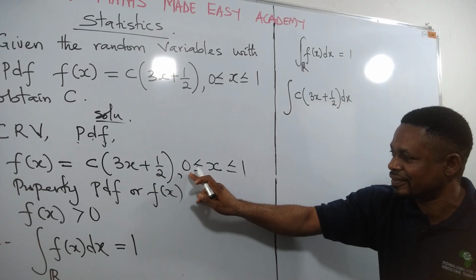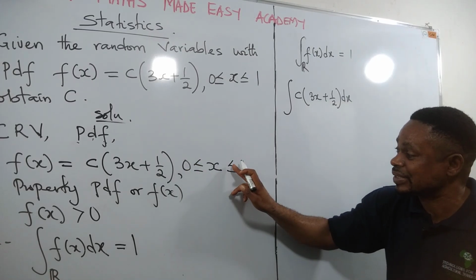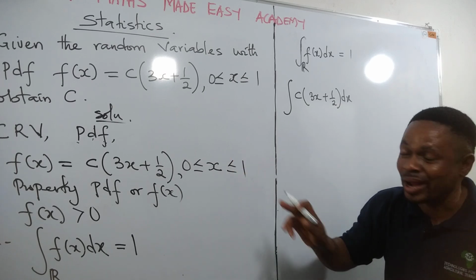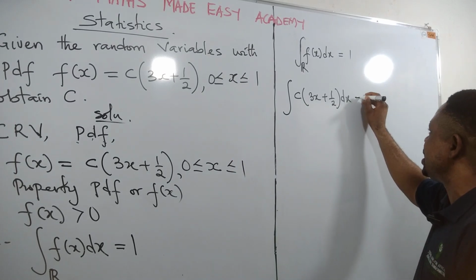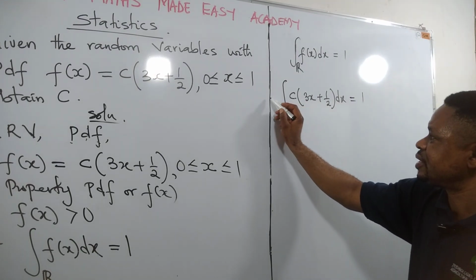Now look at it. They have given us x. The question is that x is greater than or equal to 0, but less than or equal to 1. So I will now say equal to this particular one. Then what do I do? Remove c outside.